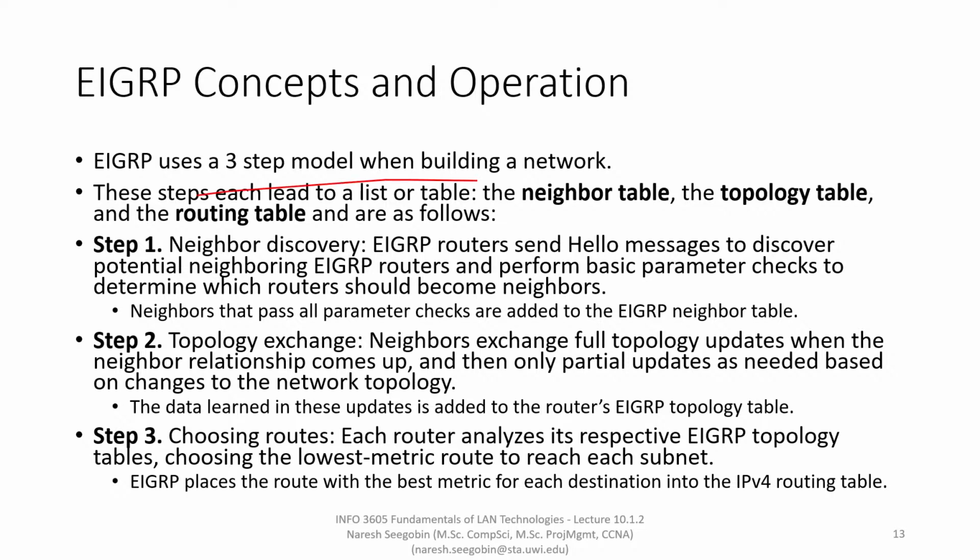There is a 3-step model when building a network. A little different from RIP, but close enough. You have a neighbor table, a topology table, and a routing table. But some things make sense.